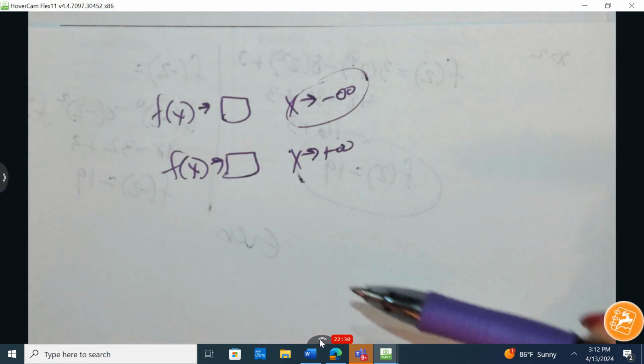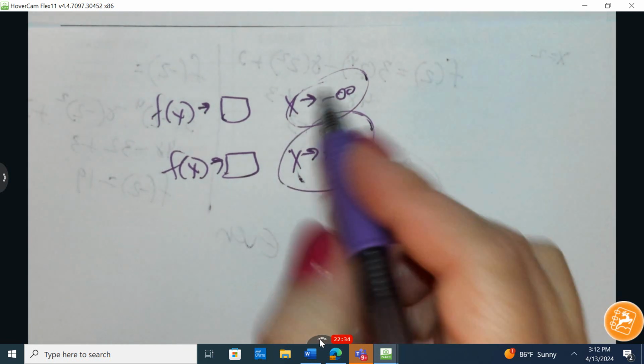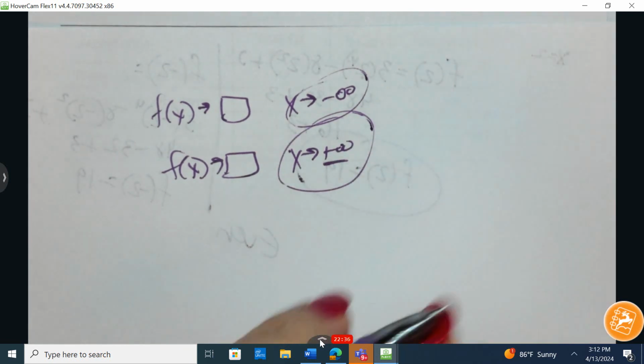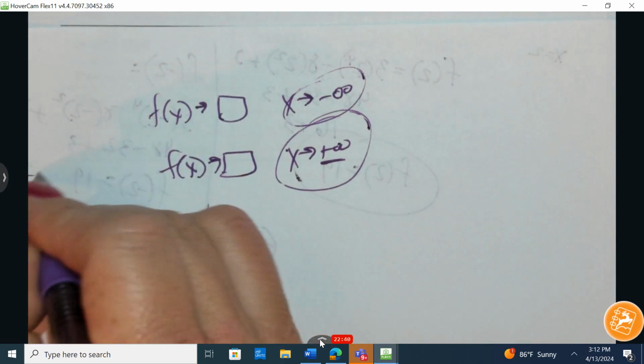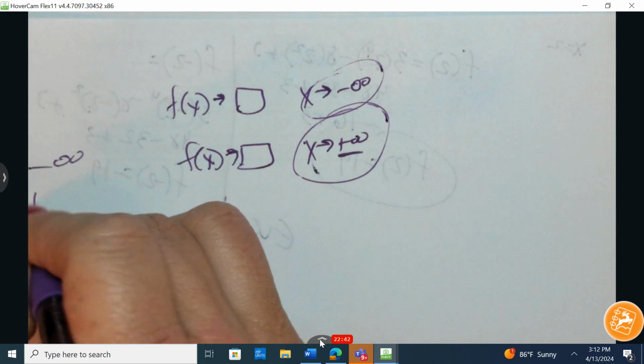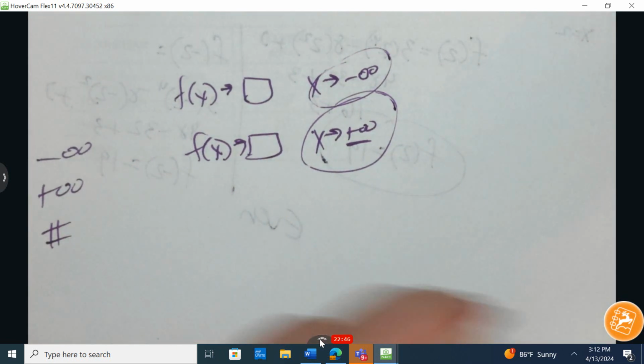Is it headed down, or is it constant at some value? Same thing here. Go to the very end of the far right, and is it going up? Is it going down? Is it constant at some value? And that's what we would plug in here. If it was going down, we put in negative infinity. If it's going up, positive infinity. And then we put the value, the y value that's constant.